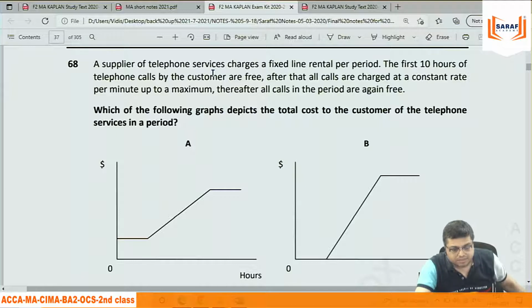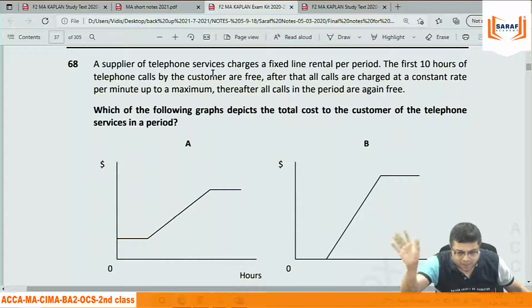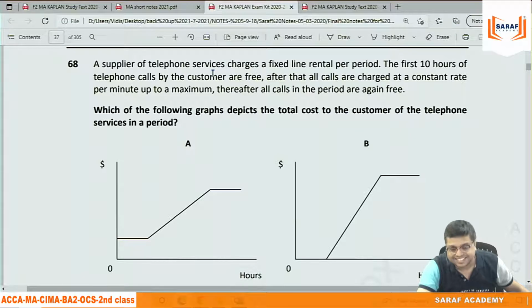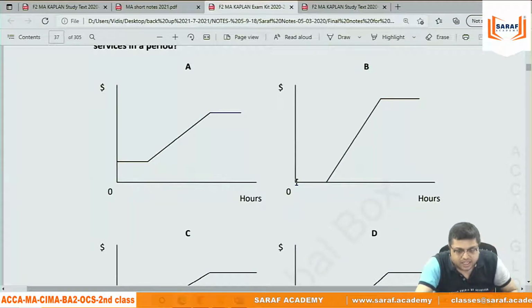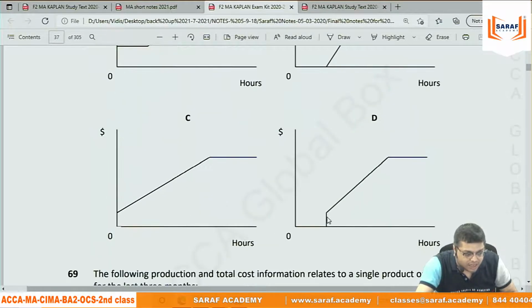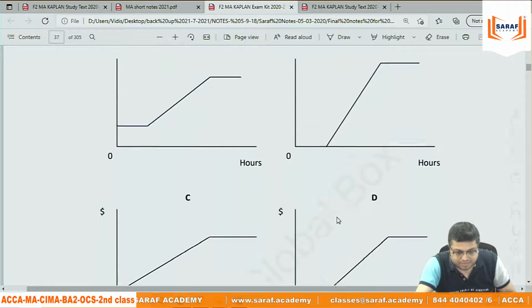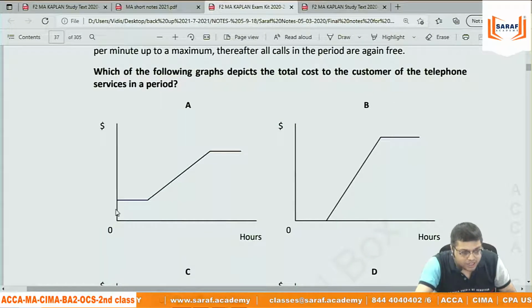Atharva. If I do not make any call, do I have to pay anything to Vodafone or not? I don't have to pay. If I don't make a single call, then the 900 they will not charge. That means if any graph were from the origin, that is not the answer. So here not a single graph is from the origin. Very good. Because even though the calls are zero, still the 900 charges are there.